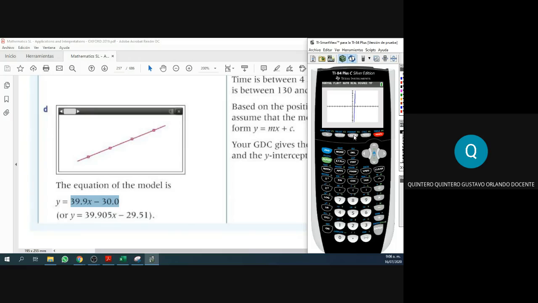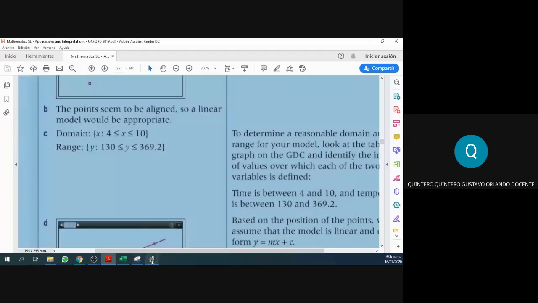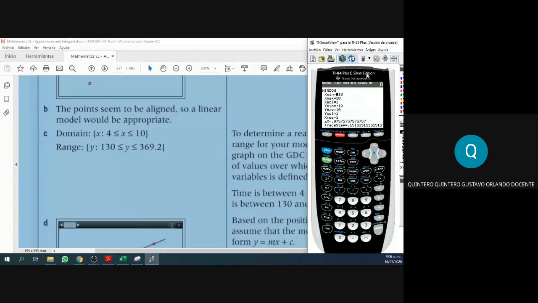So if you want to change the window, you just go to here. Where is that? Window. And you change the values. Let's use values from the domain range that we have in here. Why? Simply because I want to. So let's go from x is going to be from 4 to 10, because that is the domain, from 4 to 10.